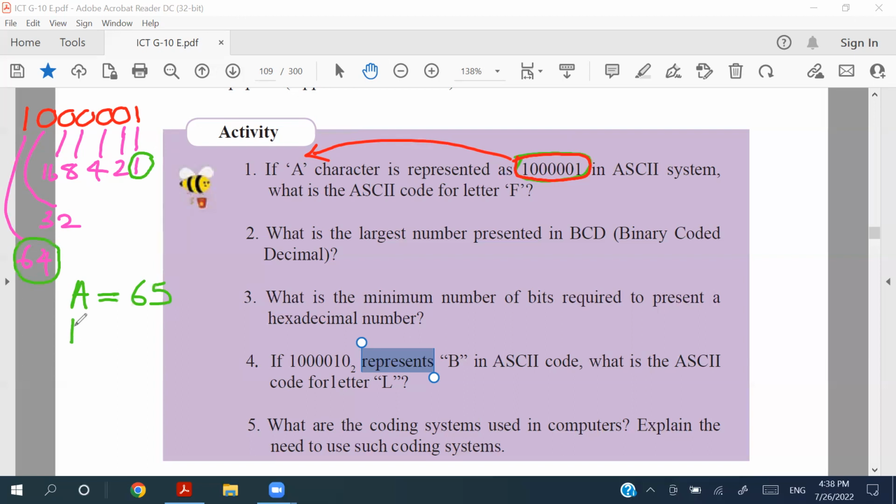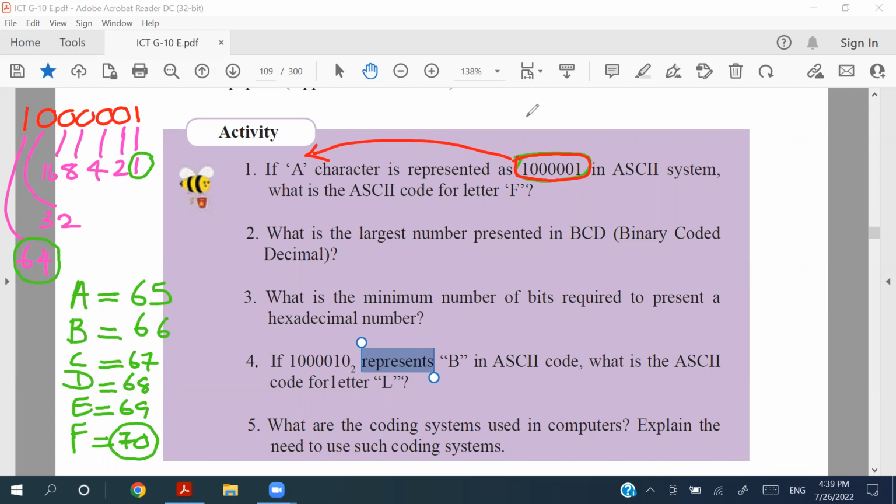Since it is ASCII, we can assume, meaning we can calculate, the codes: A, B, C, D, E, and F. So B is 66, C is 67, D is 68, E is 69, and F is 70. So now you need to convert 70 into binary.